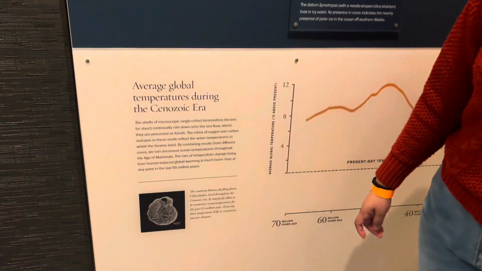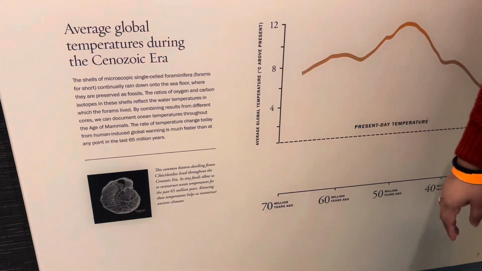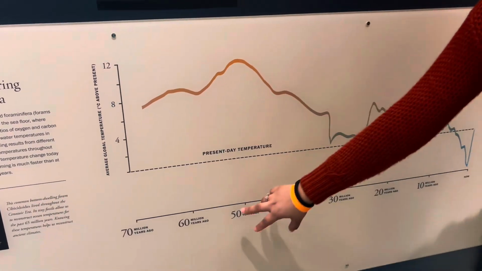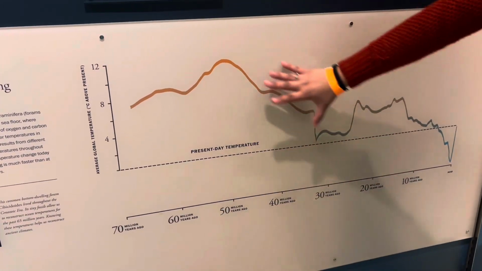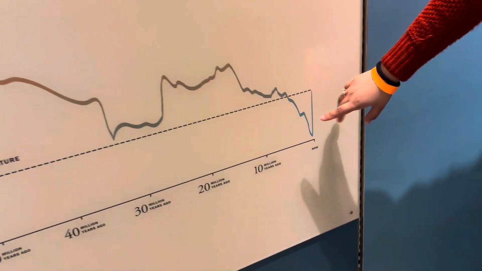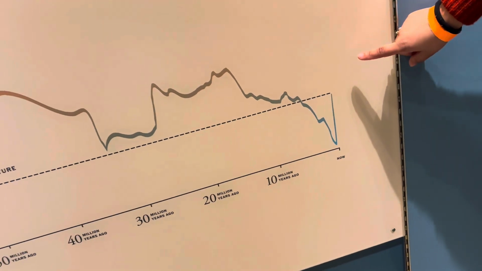The rate of temperature change today from human-induced global warming is much faster than at any point in the last 65 million years. As you can see, it was very hot in the 60 million years ago section, but once you go down the graph, you can see that around 10 million years ago is where we basically had the ice age and a spike in temperature.